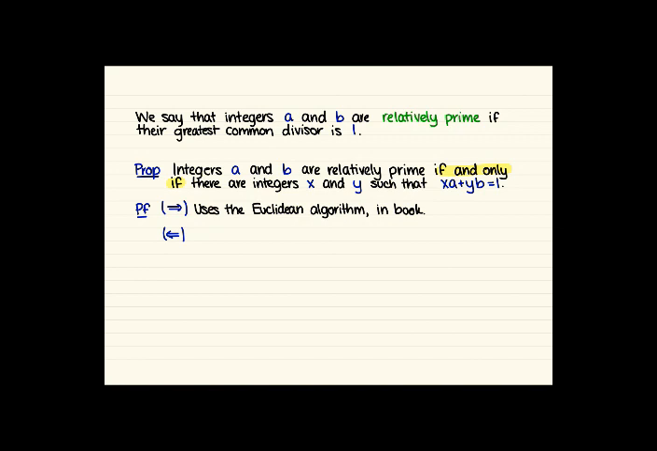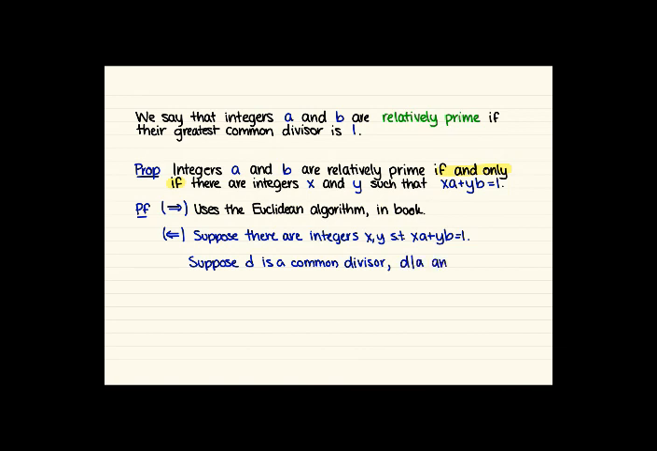let's suppose there are integers x and y such that xa plus yb equals 1. So then we want to show that they're relatively prime. So now we're also going to suppose d is a common divisor of a and b. So d divides a and d divides b. So our goal is to show that d has to be, well, plus or minus 1, and that'll mean that a and b are relatively prime since their greatest common divisor will be 1.